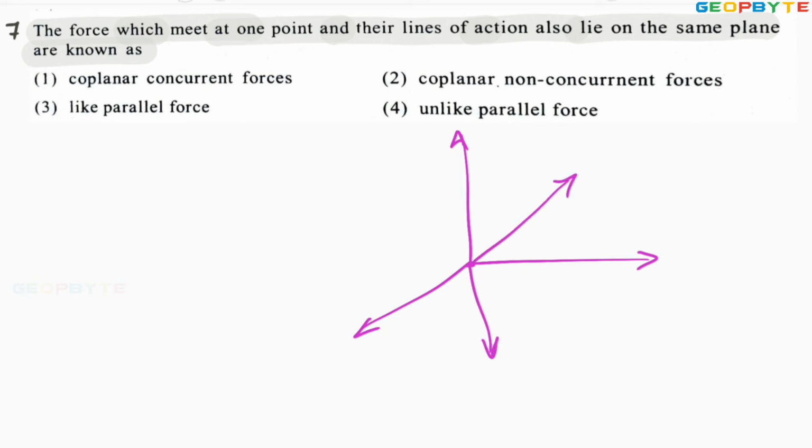Since all the forces are meeting at a particular point, that kind of force system is called a concurrent force system. That too, it is given that all forces are on the same plane. Since all the forces are acting on the same plane, it comes under coplanar forces. So, since all the forces are on the same plane, it is coplanar, and they are meeting at the same point, it is concurrent. The answer is coplanar and concurrent forces.